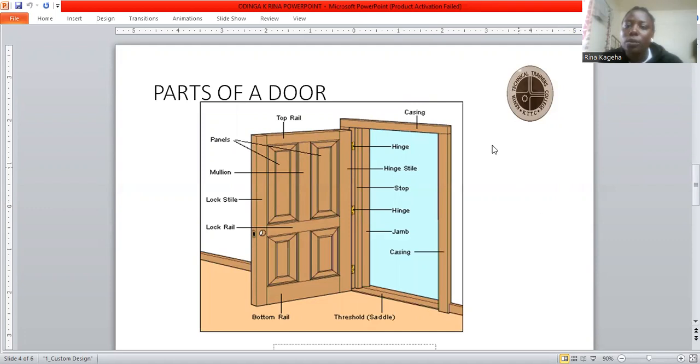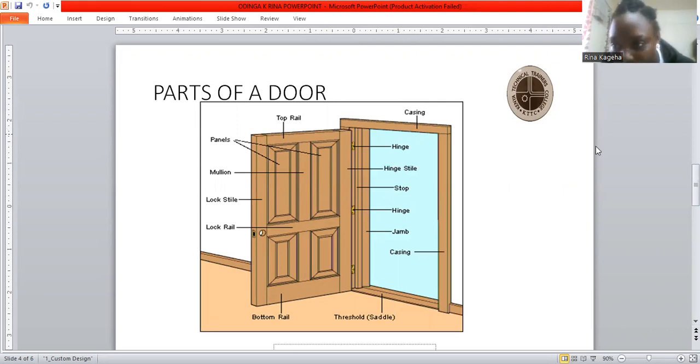By the end of this lesson, you are supposed to at least identify parts of a door. So on my screen, I'm sharing a door whereby I have labeled the parts. I hope you can be able to see on the other end. Are you able to see my screen? Yes, we are able. So someone on the other side can at least tell me what he's seeing on the screen.